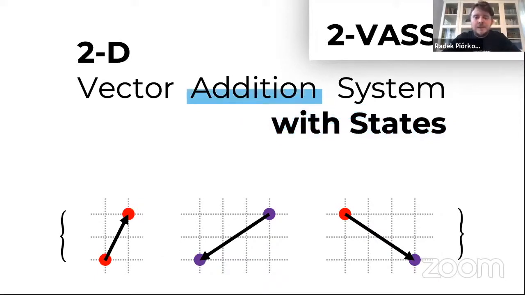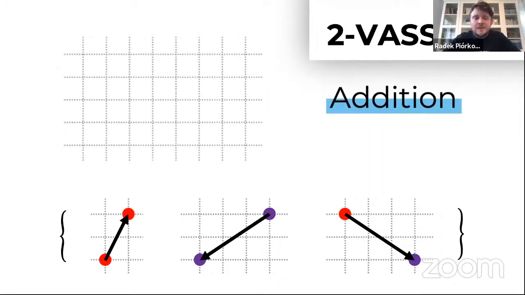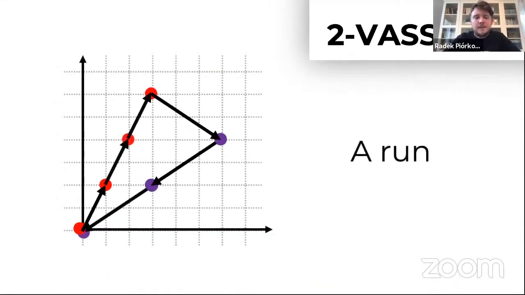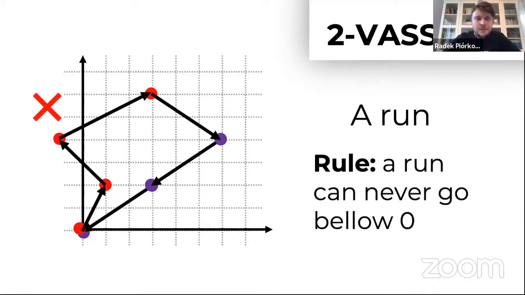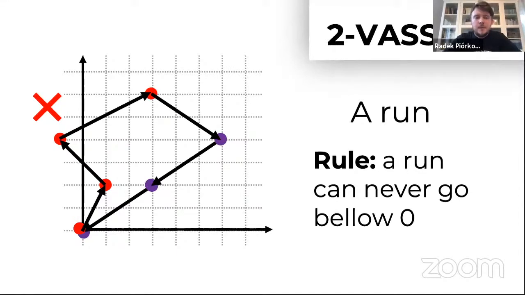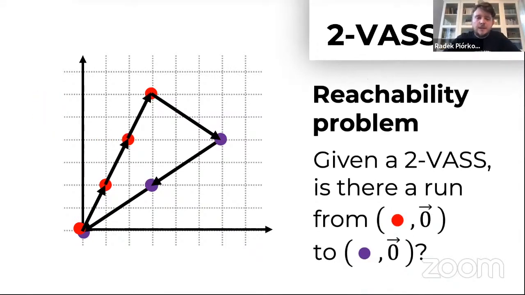Finally, the word addition means that we may add those vectors one to another. For example, if we start from some state here, we may add this vector that has a red initial state, and we may add vectors again and again. By adding some sequences of vectors, we get a run of a two-vase. The important rule here is that a run can never go below 0. And basically, this is all that I need to tell you how a vase works.